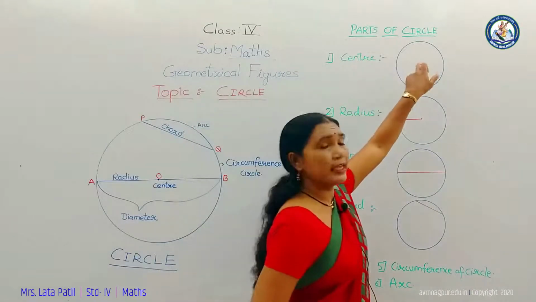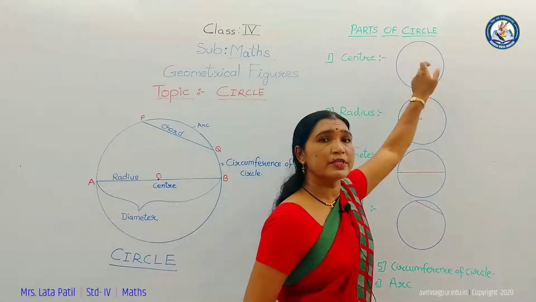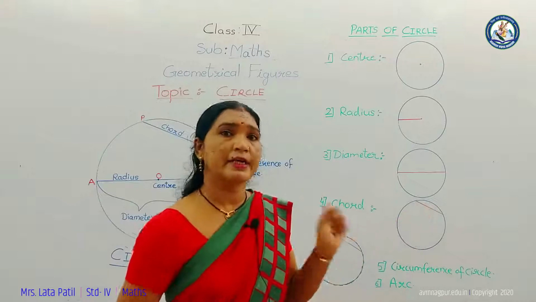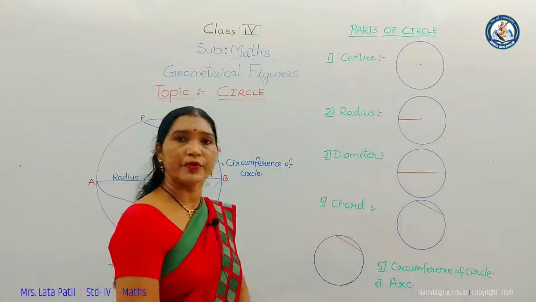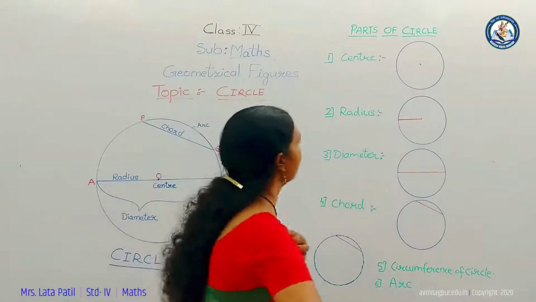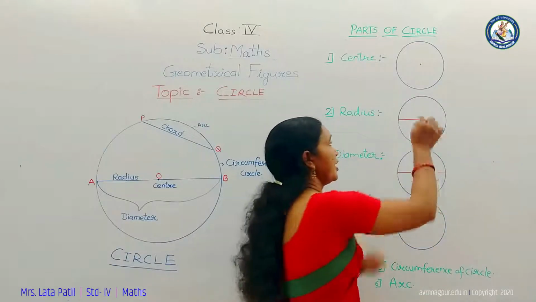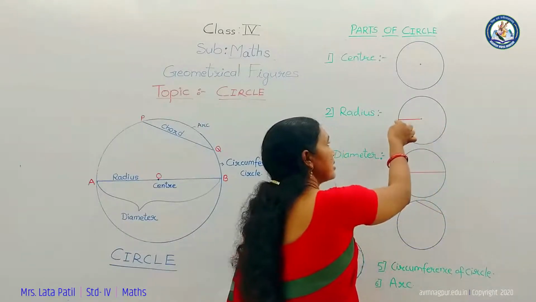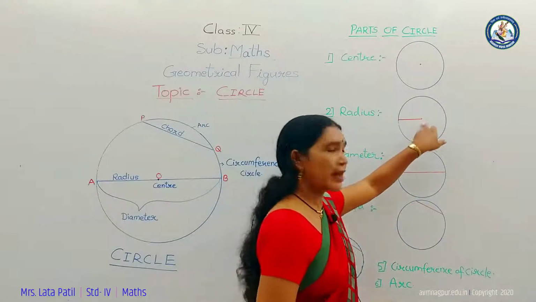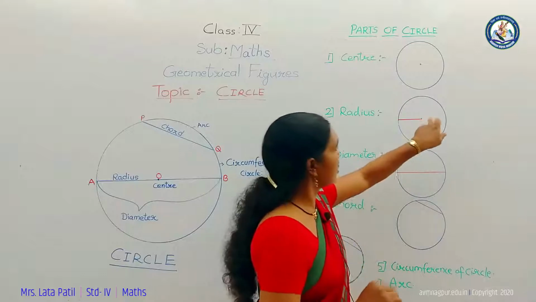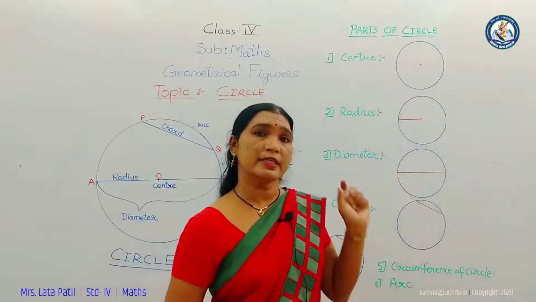Now the center is in the middle. That is why it is present in the middle of the circle, and that is why it is called the center of the circle. Now the second is radius. Now students, what is radius? The line extending from the center towards any point on the circle is called the radius.